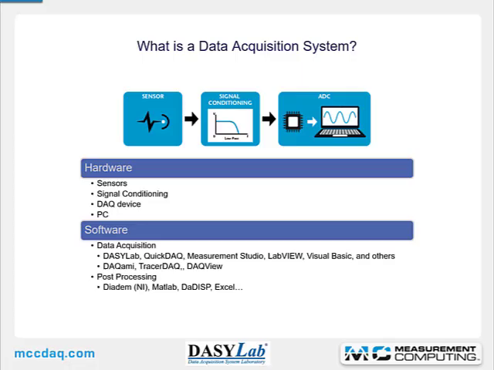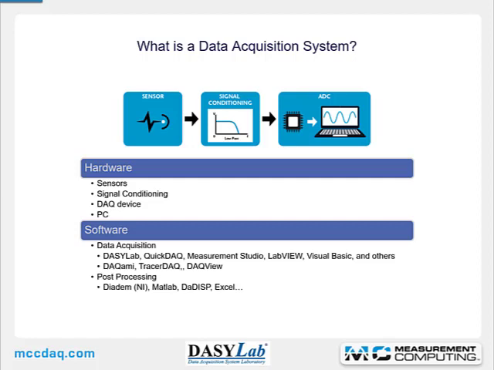Another view on the same thing: a data acquisition system is a sensor that's connected to some sort of signal conditioning, which is connected to an analog to digital converter and thence to the PC. The hardware is typically sensors, signal conditioning, the DAC device, and the PC.